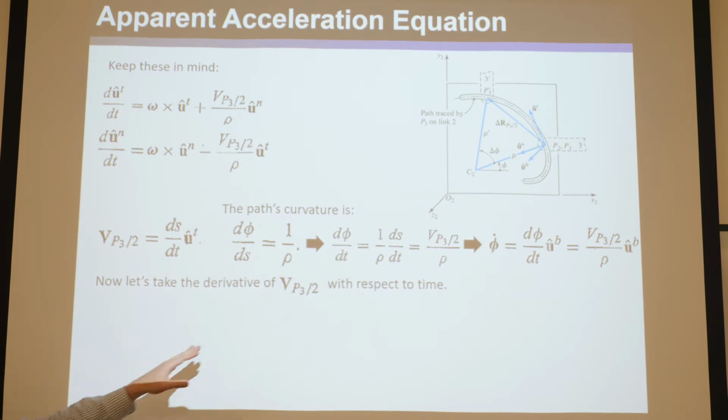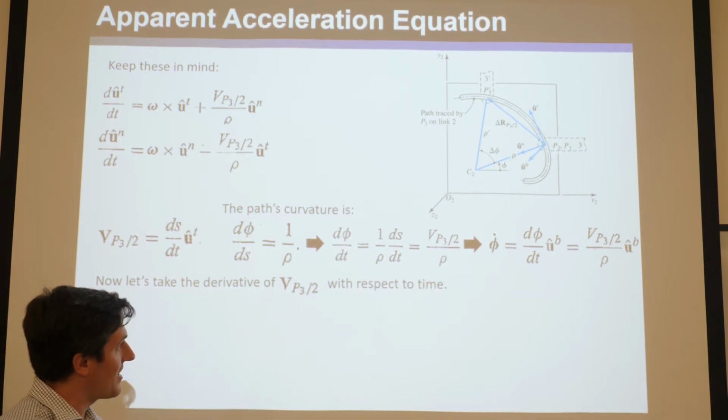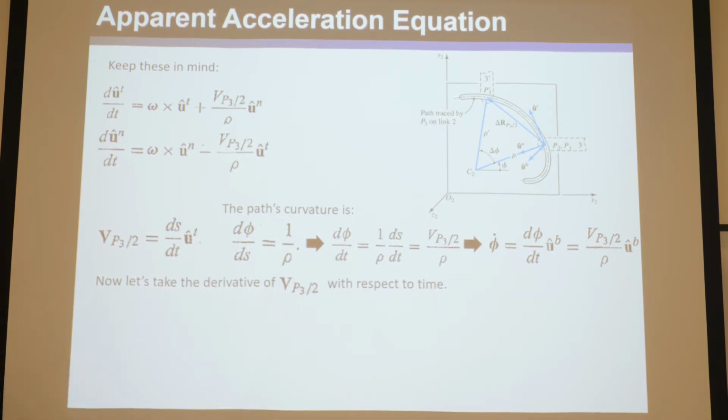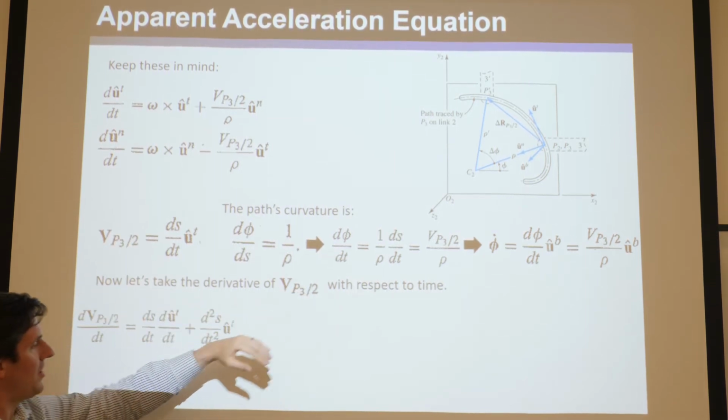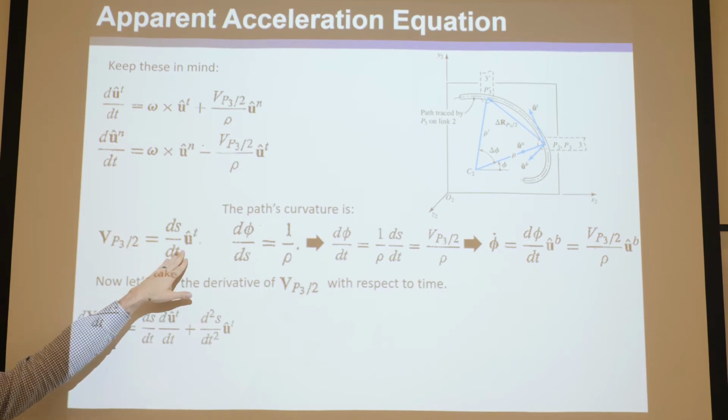Sorry, dVp3/2 with respect to time. In other words, we're going to take the derivative of this guy with respect to time. Well, if we take this, where again this is a vector, you can see here this is bold, that's a vector, which is ds/dt times ut.